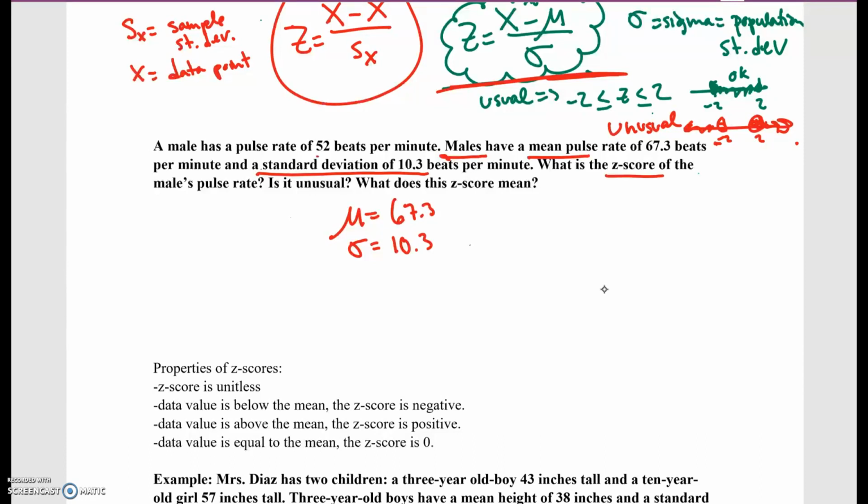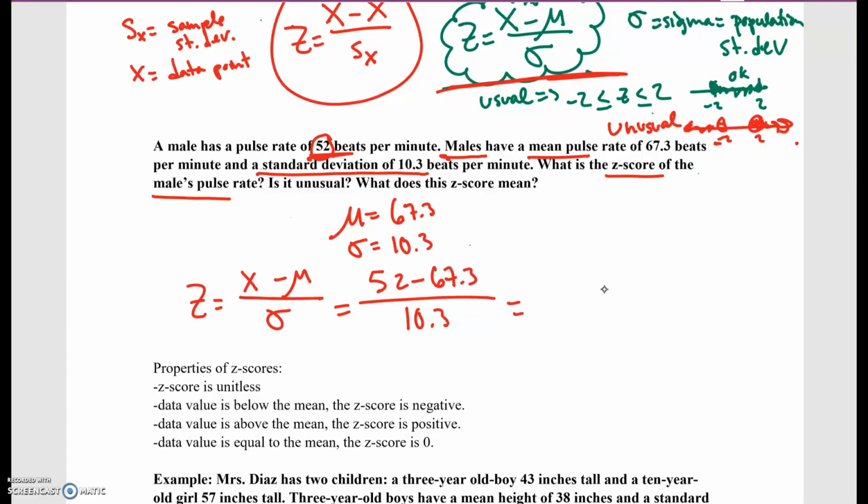So what is the z-score of this male's pulse rate? Notice that he's 52, right? So what is the z-score? The z-score will be equal to x minus mu divided by sigma. Okay, x in this case is a data point, so it's 52 minus mu, which is 67.3, and I'm going to divide it by the sigma, 10.3. So I'm going to put 52 minus 67.3 in my calculator and divide this by 10.3. And what I end up getting is negative 1.49, about.